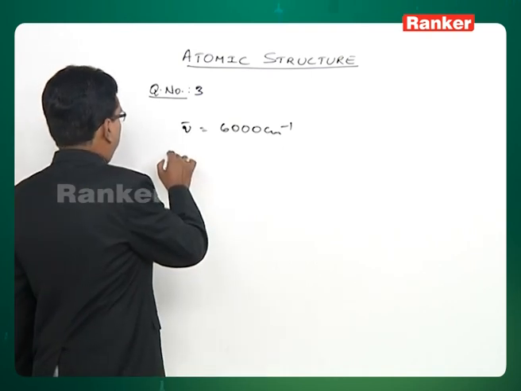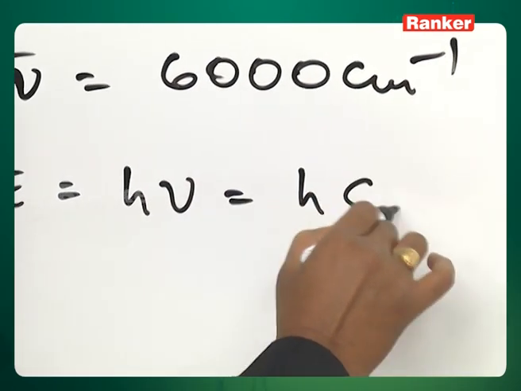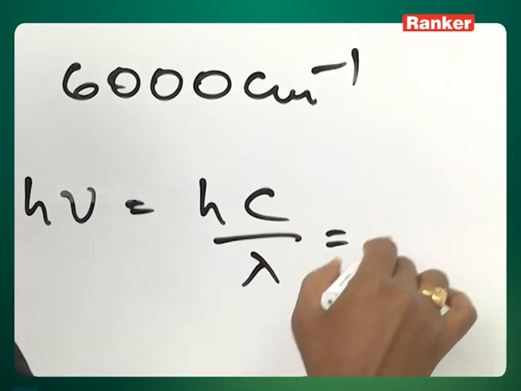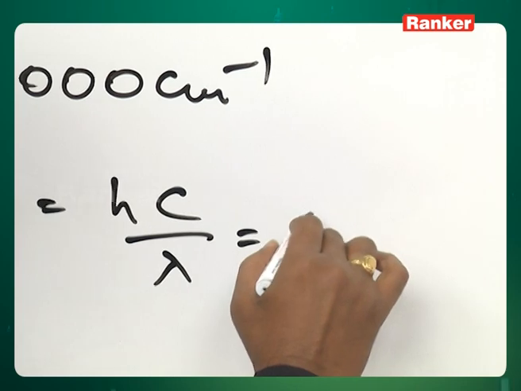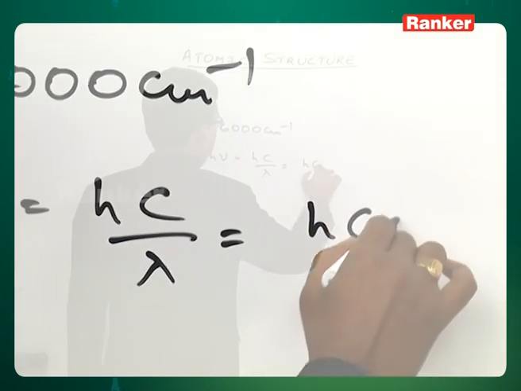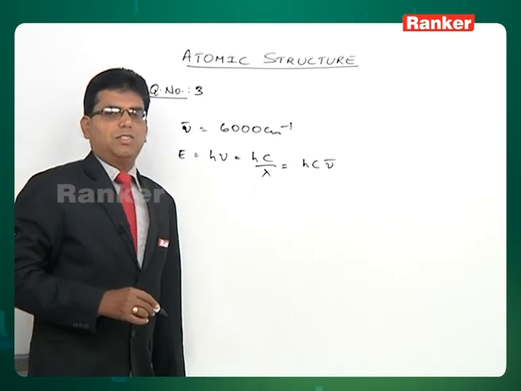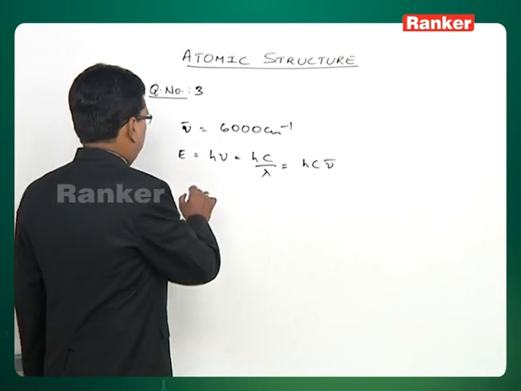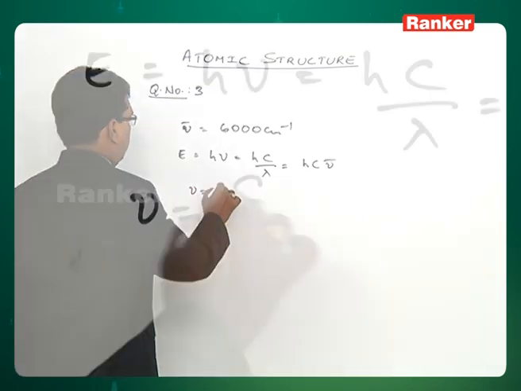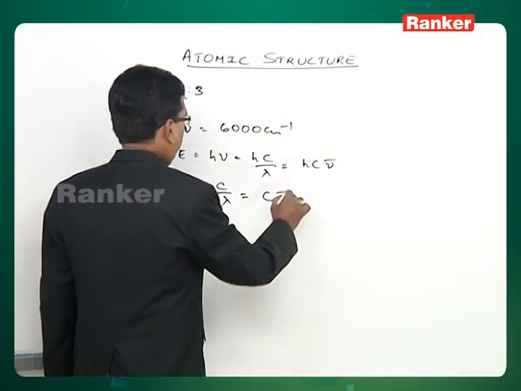Here, for the frequency of the radiation, we have different formulas. Energy is equal to h nu, or equal to hc by lambda, where 1 by lambda is the wave number, so hc nu bar. This is how we have the relation between wavelength, frequency, wave number and energy of radiation. So nu is equal to c by lambda, and 1 by lambda is nu bar, so nu is equal to c into nu bar.